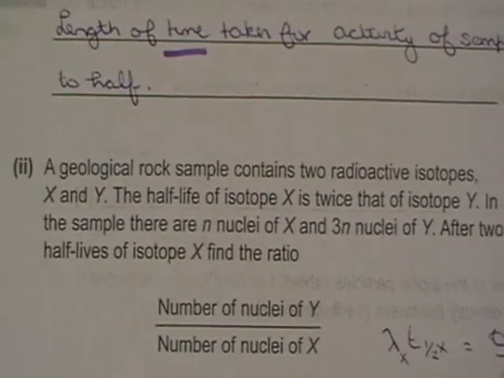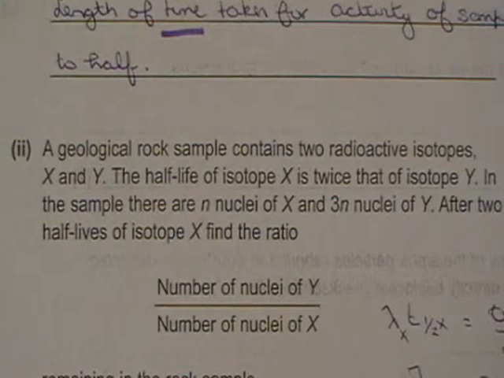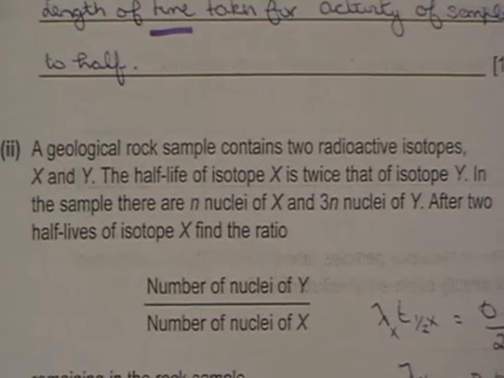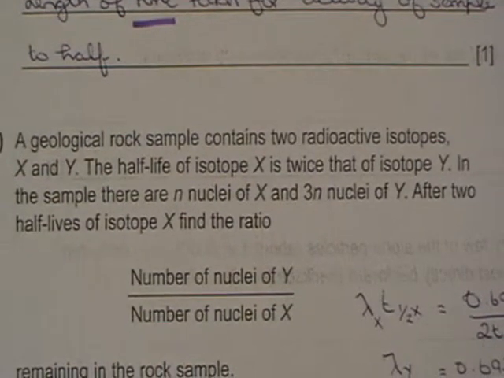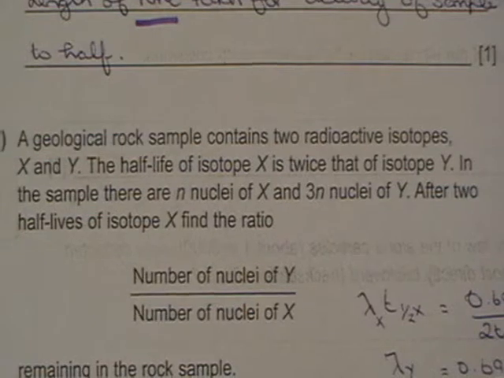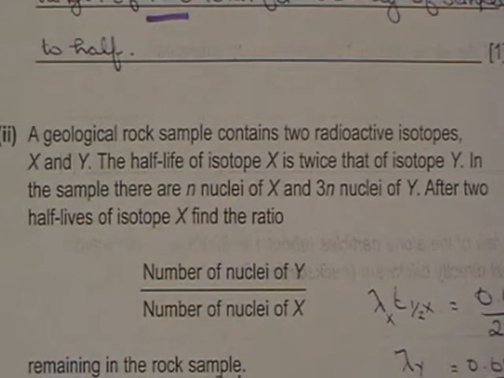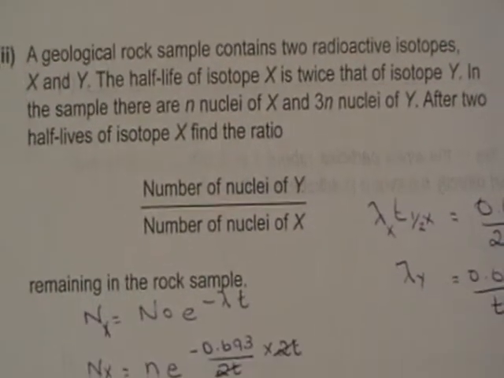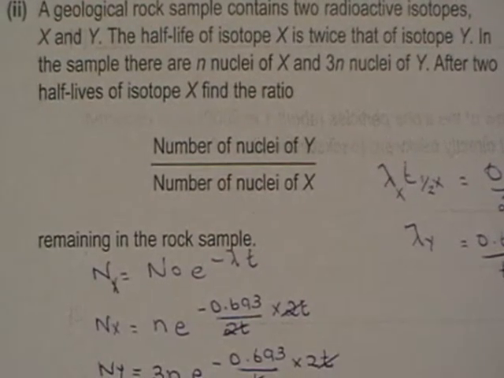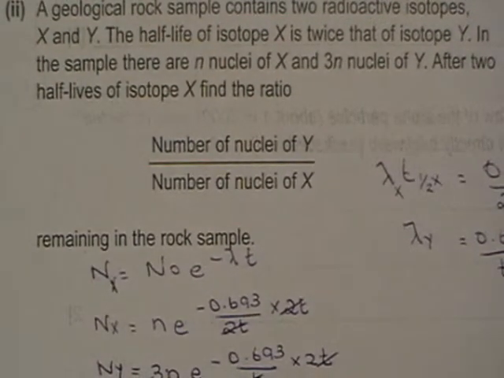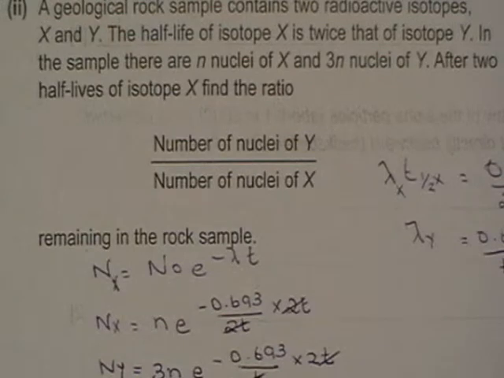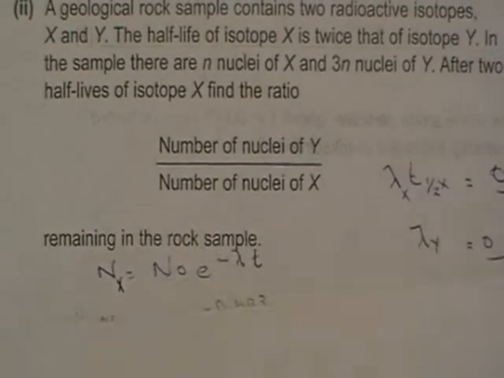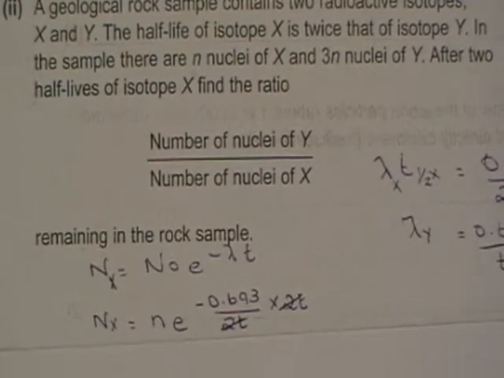Part 2. A geological rock sample contains 2 radioactive isotopes X and Y. The half-life of isotope X is twice that of Y. In the sample there are N nuclei of X and 3N nuclei of Y. After 2 half-lives of isotope X, find the ratio, number of nuclei of Y to the number of nuclei of X remaining in the rock sample. Okay, so we're going to start off with what I've done here.